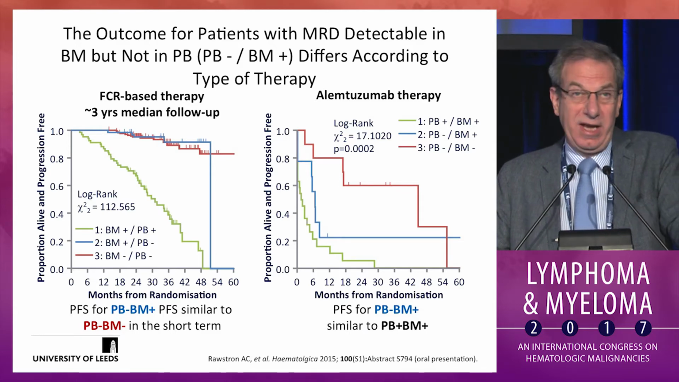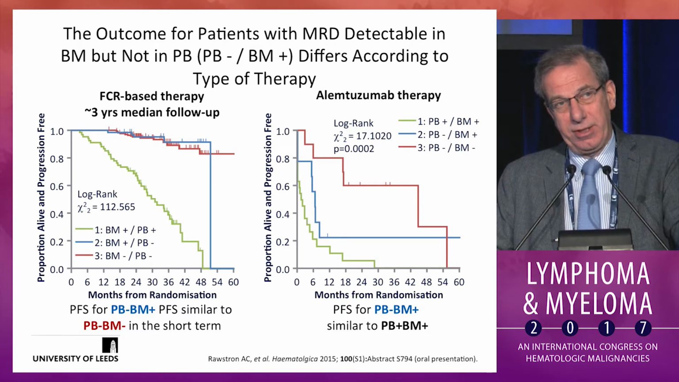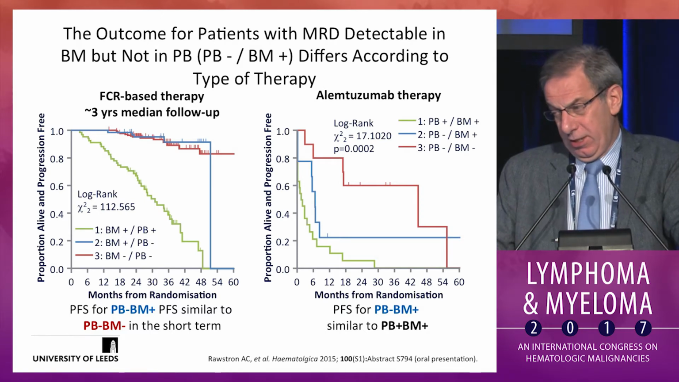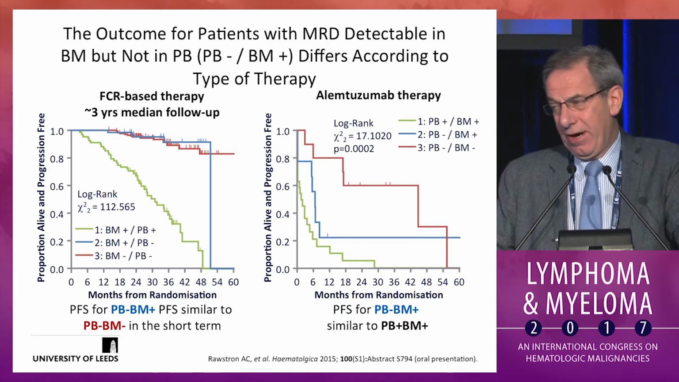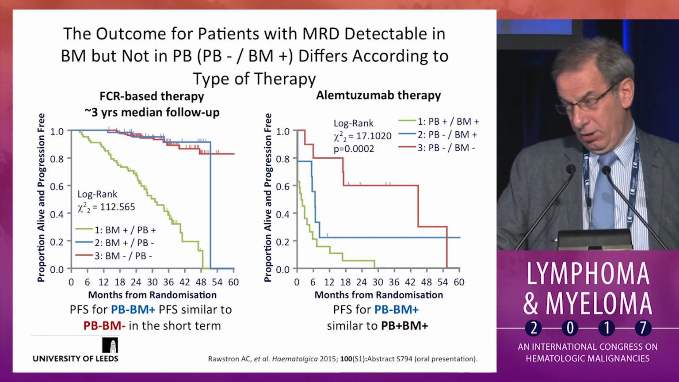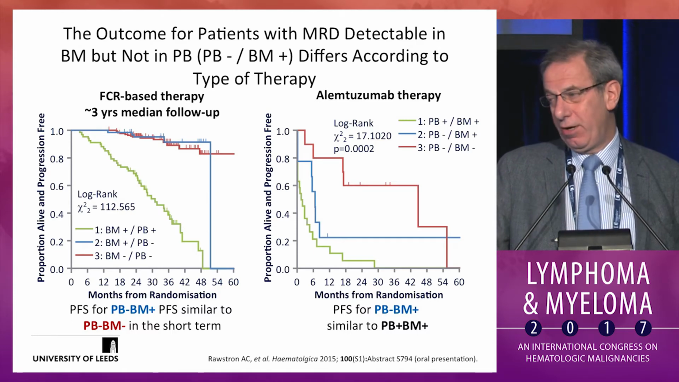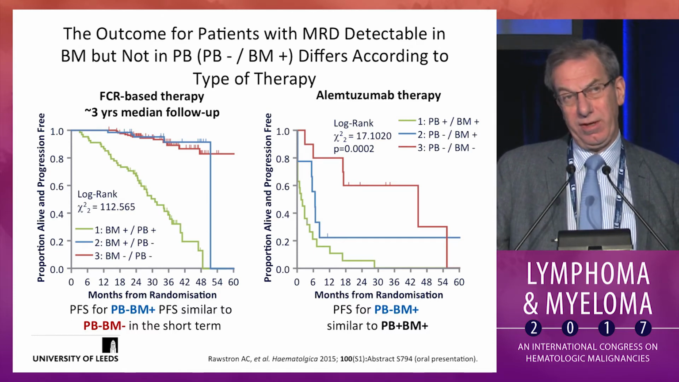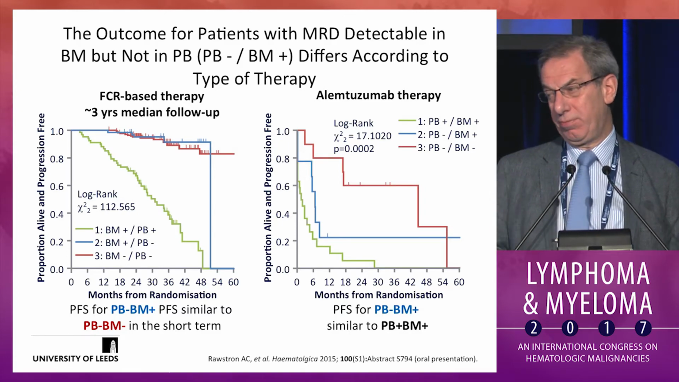On the left is FCR-based treatment. So this is where we've looked at both blood and marrow at the same time point. So in the green curve are double positives, blood and marrow, and you can see they do worse. But the 2 other curves are either a bone marrow positive, blood negative, or blood negative in both. And at a 3-year follow-up, there's no difference. So peripheral blood in this context with FCR can be used as a prognostic marker.